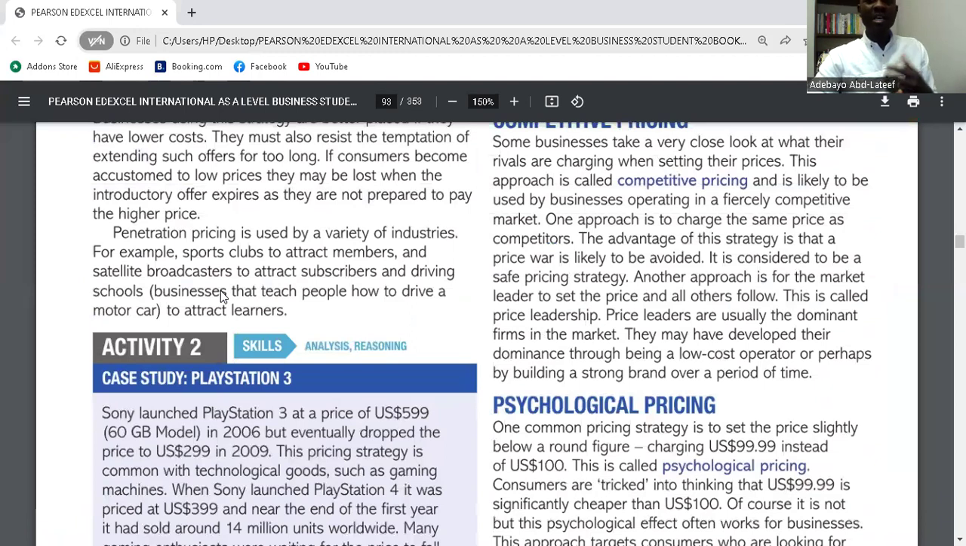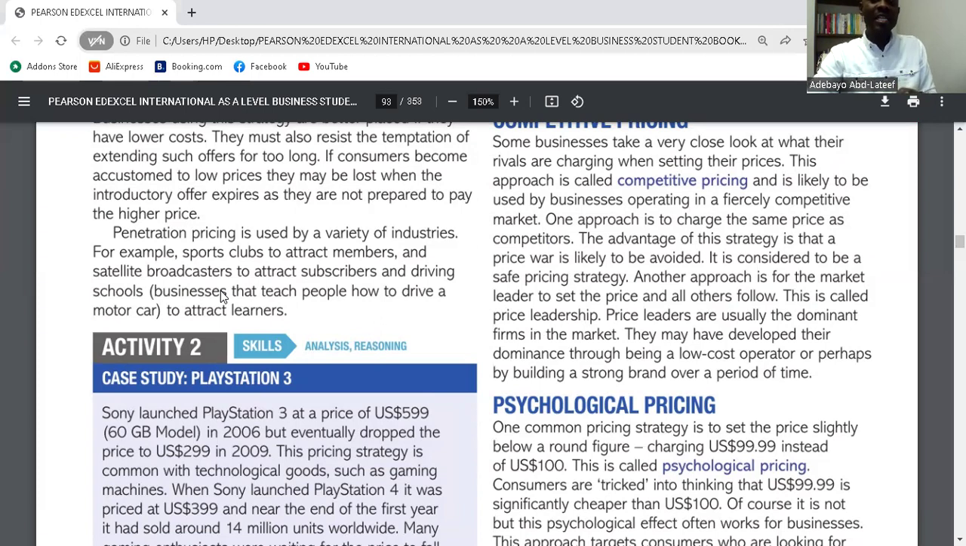For competitive pricing, some businesses take a very close look at what their rivals are charging when setting their prices. This approach is called competitive pricing and is likely to be used by businesses operating in a fiercely competitive market. One approach is to charge the same price as competitors. The advantage of this strategy is that a price war is likely to be avoided. It is considered to be a safe pricing strategy.